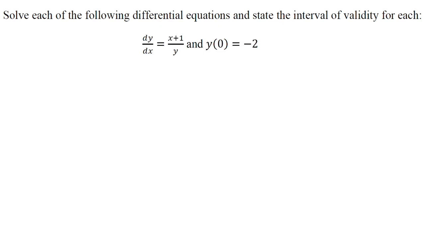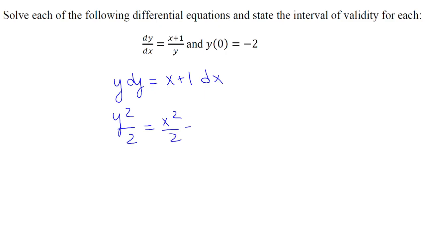All right, just a few more of these here. So this one we got dy dx equals x plus 1 over y, or y dy is equal to x plus 1 dx if I separate the variables. And so if I integrate, we just get y squared over 2 equals x squared over 2 plus x plus some constant. And we'll immediately solve by plugging in 0 for x and negative 2 for y. In other words, we get a constant of 2.